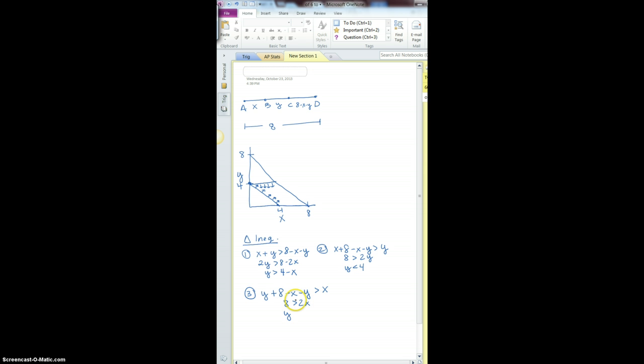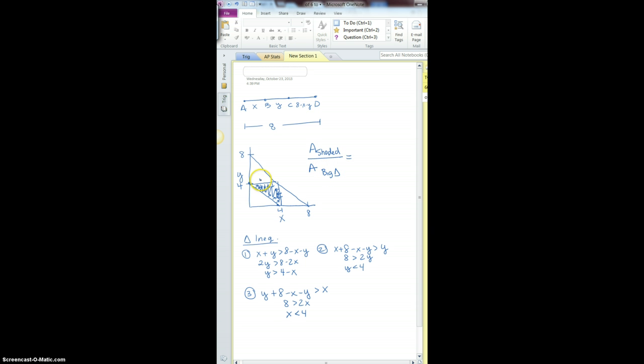So X needs to be less than 4. So that's a vertical line, and we need to be less than, so we're going to the left. So the region is this triangle right here. And so then the probability is going to be the area of the shaded triangle divided by the area of the big triangle.